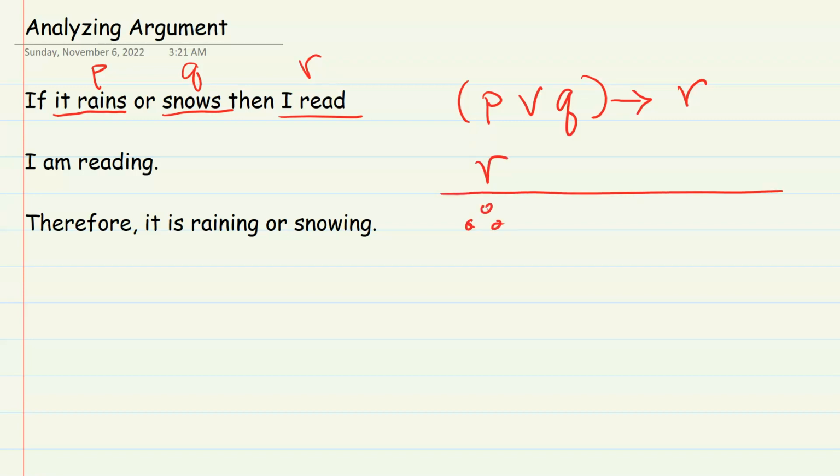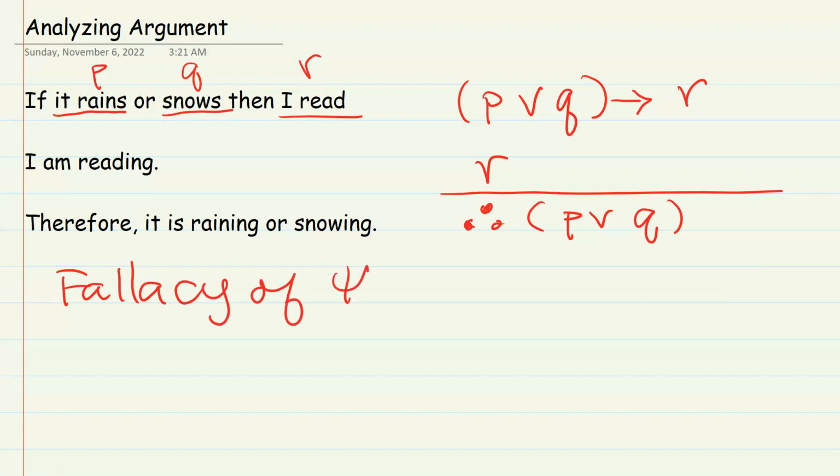therefore it is raining or snowing. Raining or snowing. Okay, so this right here is what we call a fallacy of the converse. Okay, so remember what the converse is.